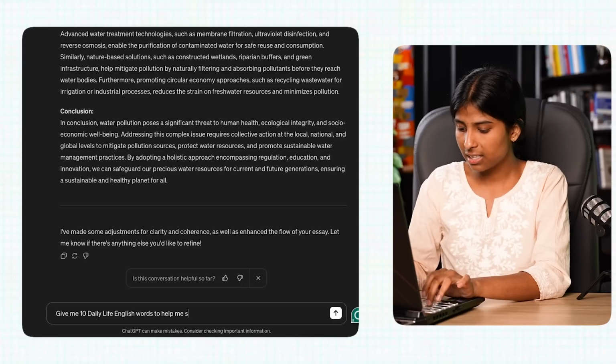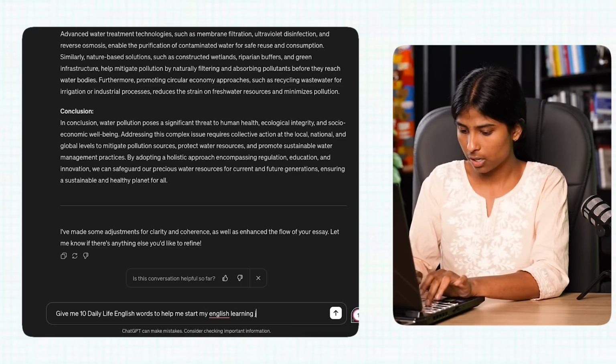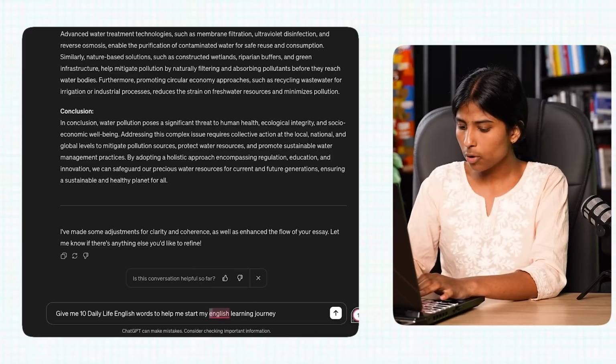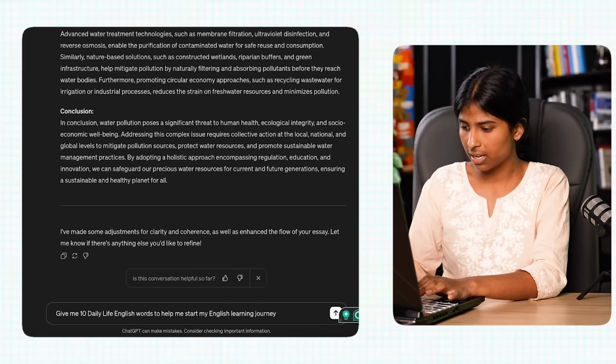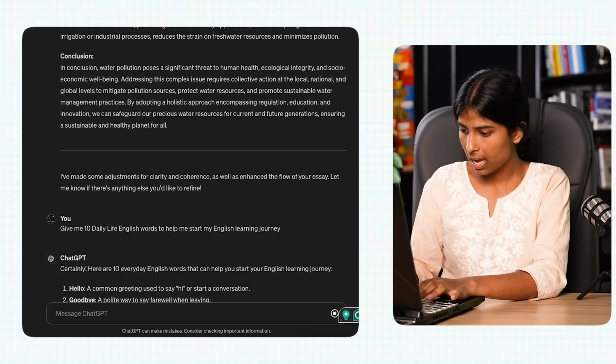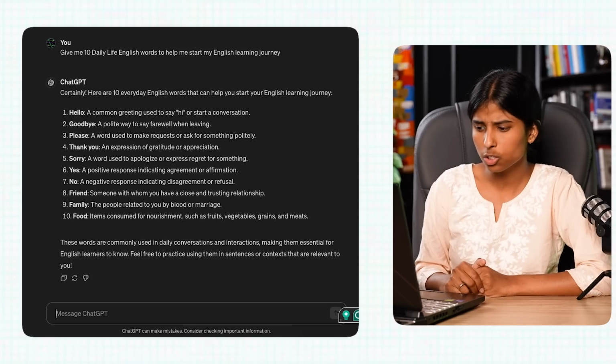Now, in order to practice your vocabulary, you can ask ChatGPT: give me 10 daily life English words to help me start my English learning journey. So if you're a beginner and you don't know where to start, obviously you're going to need new words. So for that, you can ask our tool over here: give me 10 daily English words.